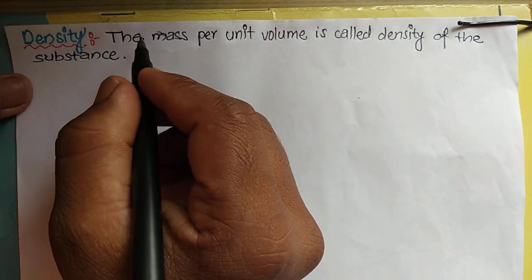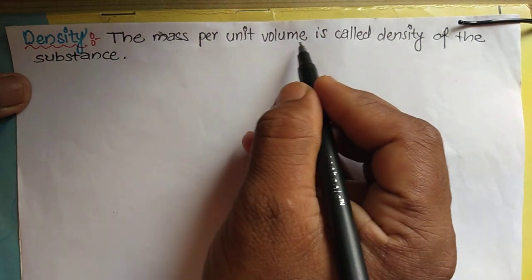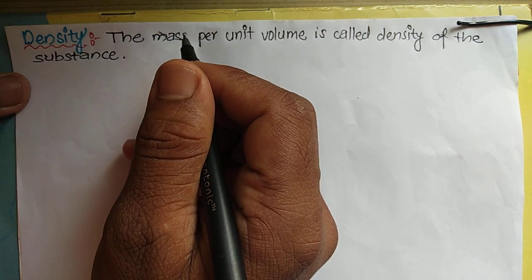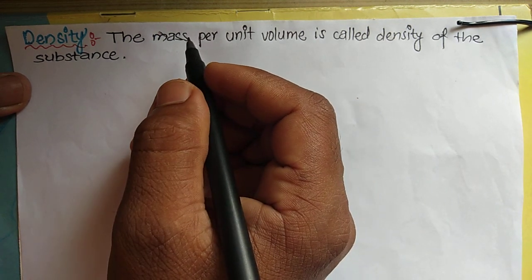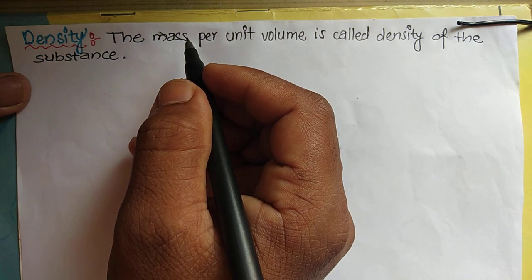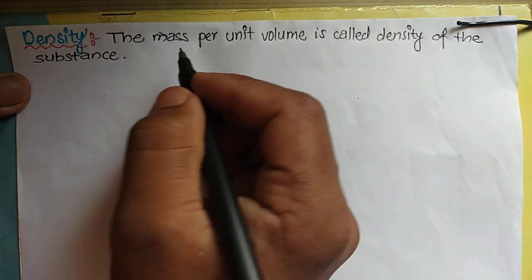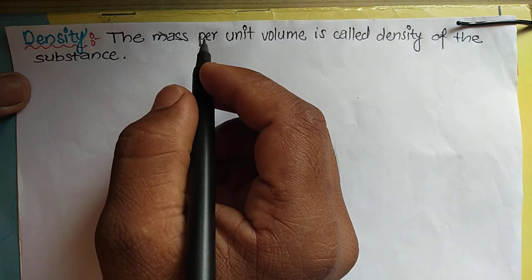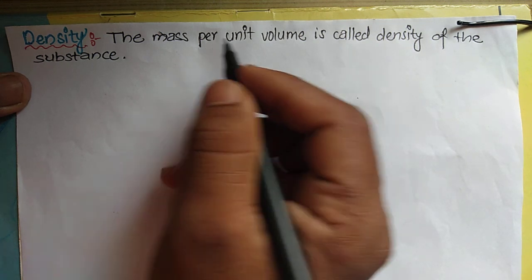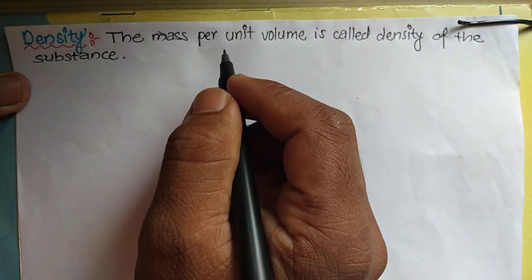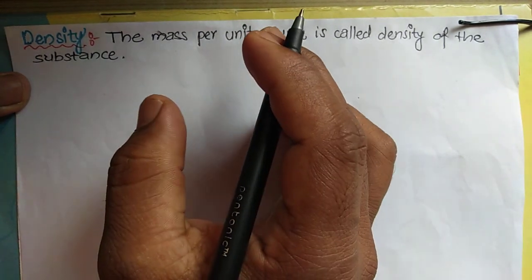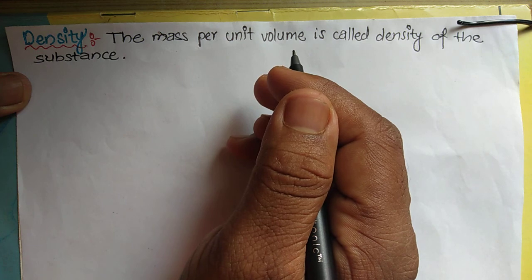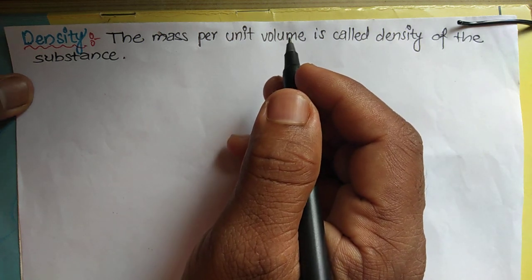So, density: the mass per unit volume is called the density of the substance. We know that all substances in this universe, in nature, are made of atoms and molecules, the smallest particles. So density is the total number of molecules in unit volume, or 1 cubic meter. How many molecules or atoms of the substance are there in 1 cubic meter of volume? That is the density of the substance.